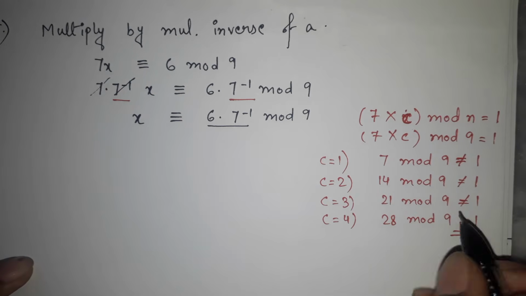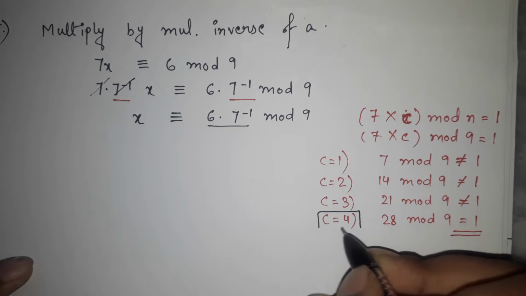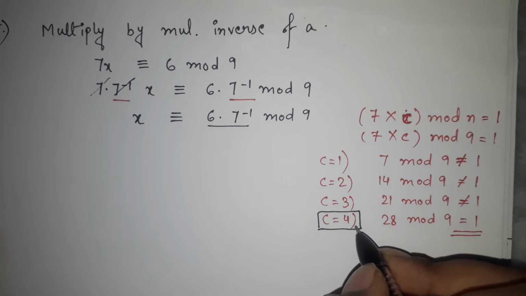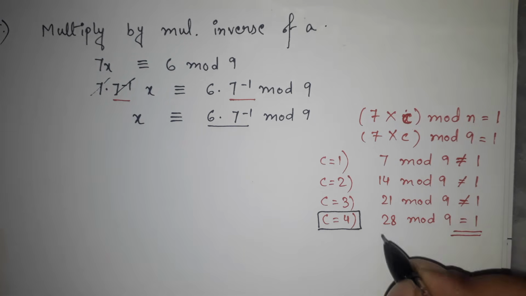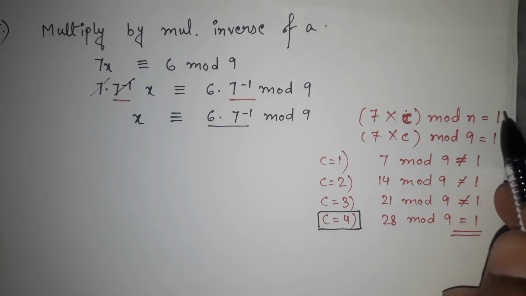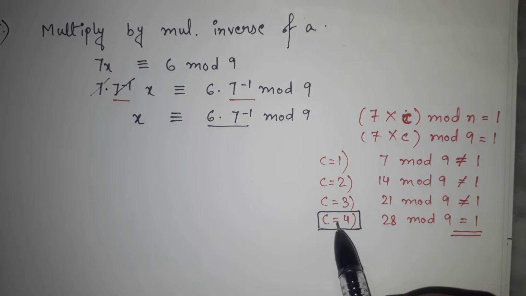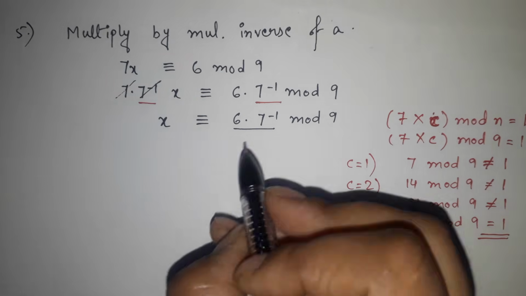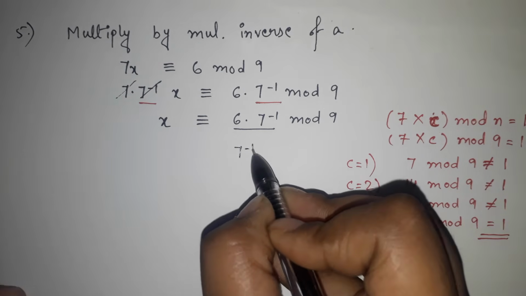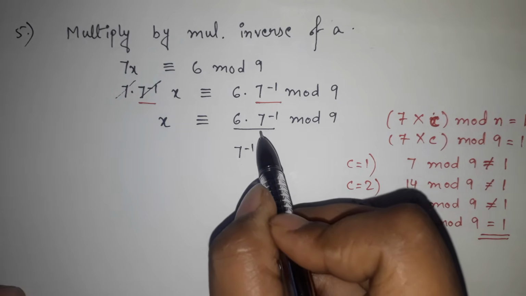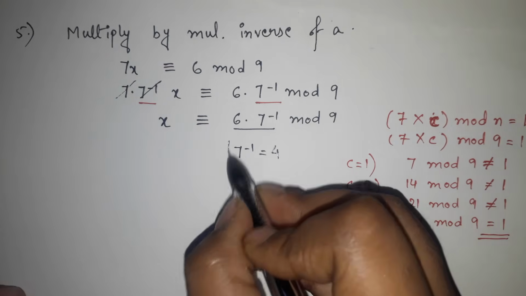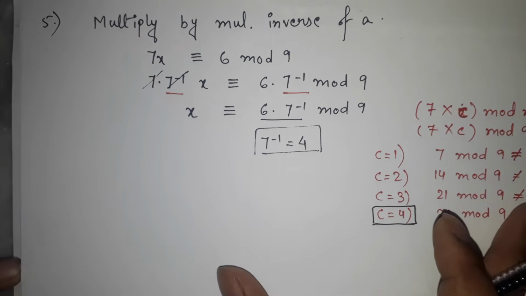So this is my valid C for which I am getting what I want. I am getting this multiplication mod 9, mod n, equal to 1. So I can say that C equal to 4 is correct. So what is C equal to 4? C is, as I have told, 7 inverse. So what I will do is I will replace this 7 inverse with my value 4. Simple.